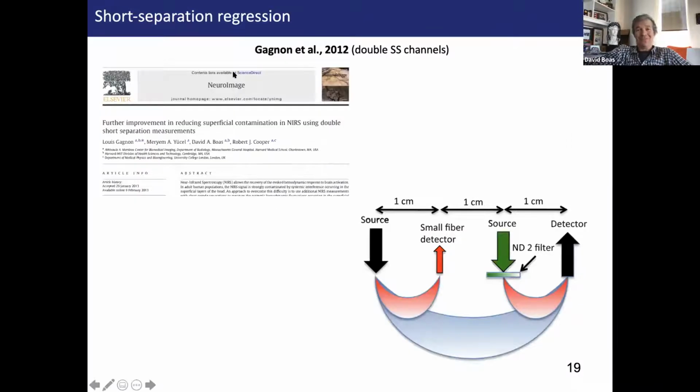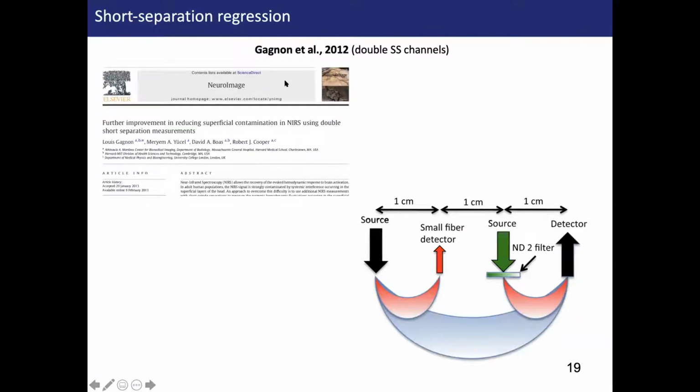Now, can I interrupt real quick, David? Yeah, please. I was wondering, because you mentioned that if you have it at a different location, it's better to get a more localized measurement, I guess.